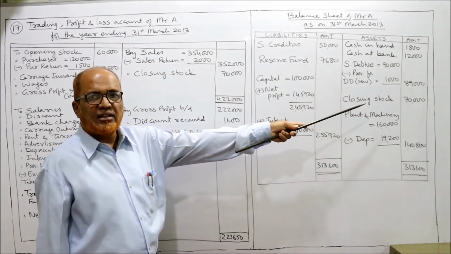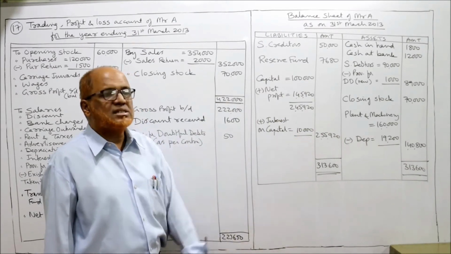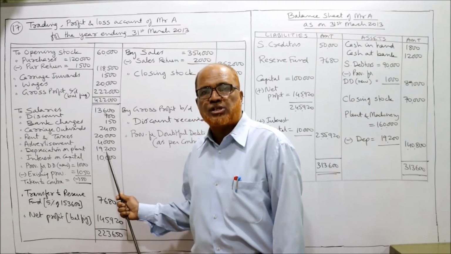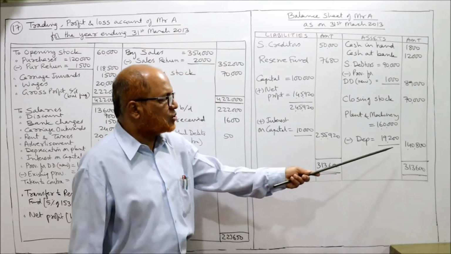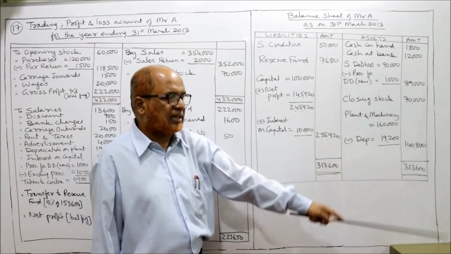Closing stock 70,000. Plant and machinery value 1,60,000 minus depreciation 19,200. Already we have calculated 12%. That 19,200 we have debited to P&L account. That 19,200 we subtract. So 1,40,800. Asset side total 3,13,600.